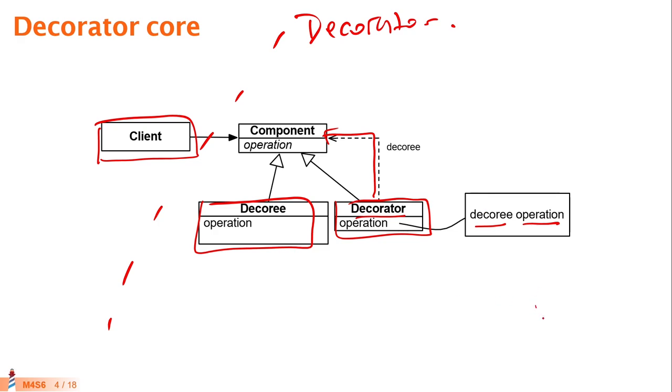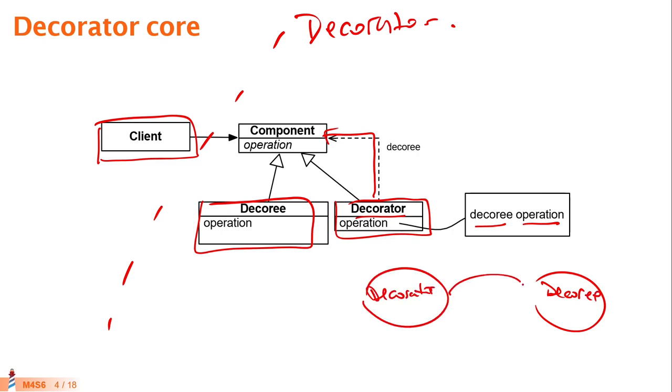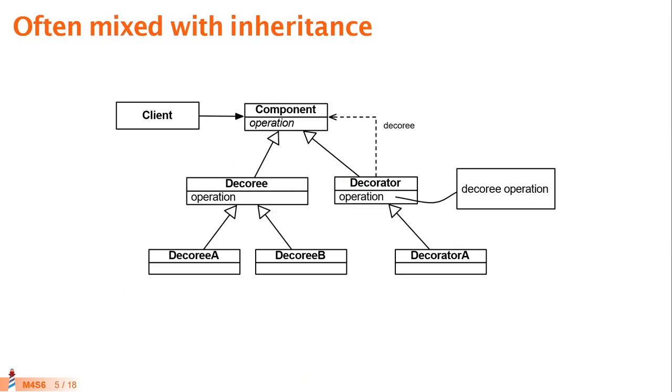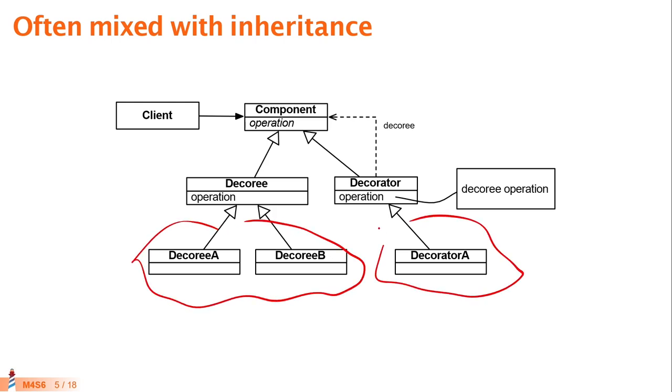So that means that we have a decoree, and we have a decorator. The decorator knows the decoree, and every time that we say do operation to the decorator, it will do something, and then eventually will tell the decoree, do operation. So it's a pattern really based on delegation. Of course, you can mix this with inheritance. You can have many different decorees and many different decorators, as many as you want.